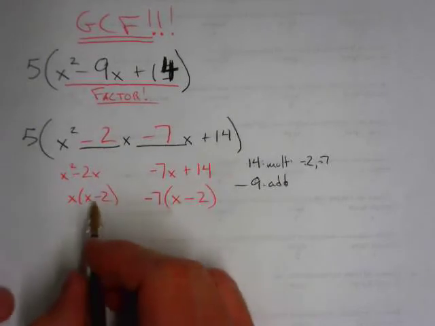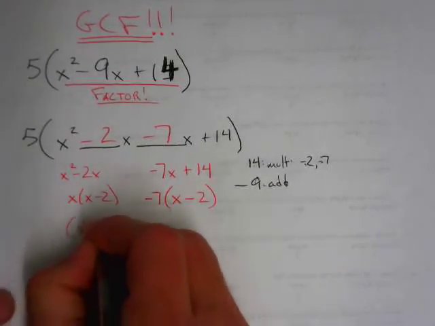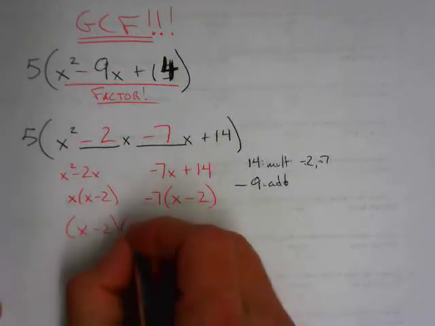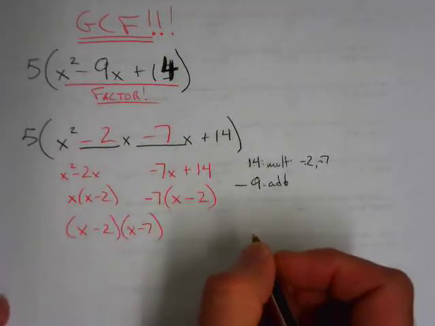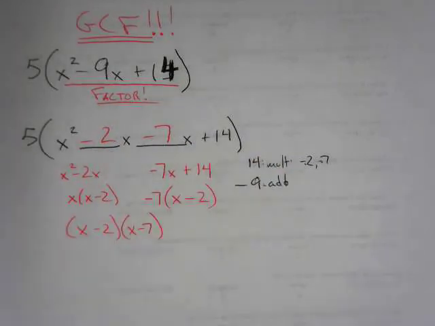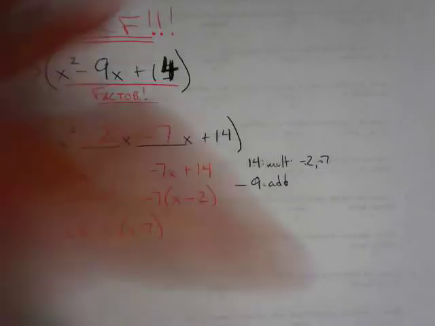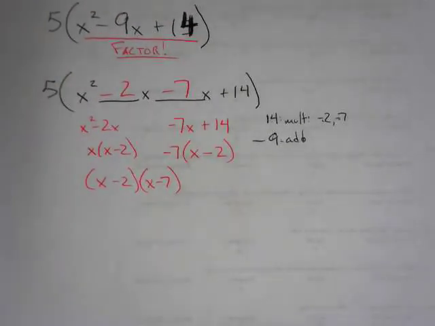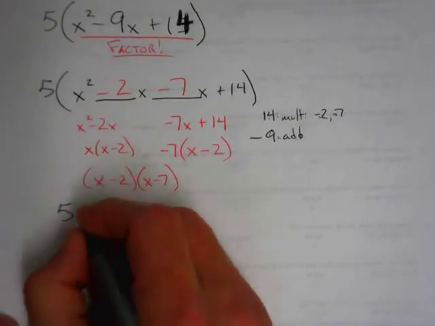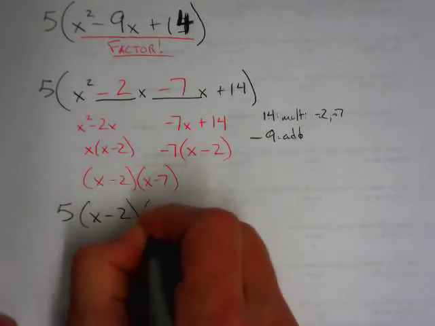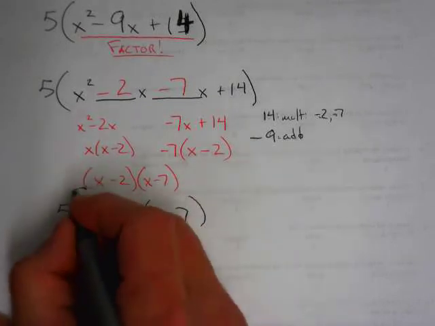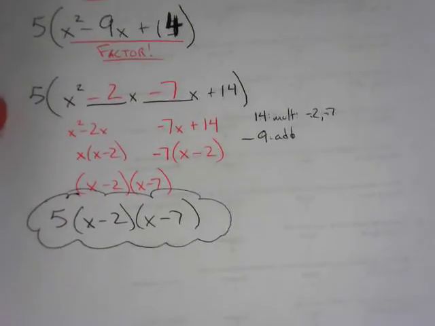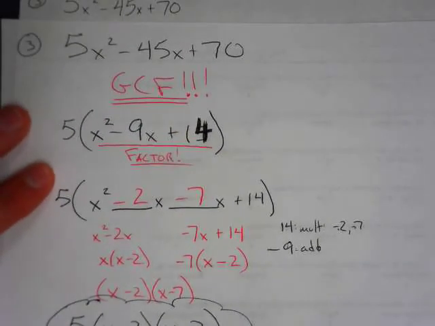And now I have a common binomial in x minus 2. And then what's going to be left? X minus 7. Okay, so factoring by grouping turns out to be super huge. But if you remember, this is part of a whole bigger thing. We had that 5 that was out there, right? So we still have to keep into account the 5 that was out there. So our entire factored expression is 5 times x minus 2 times x minus 7. That is our entire factored expression from the original trinomial.